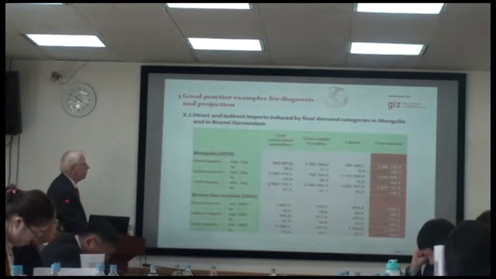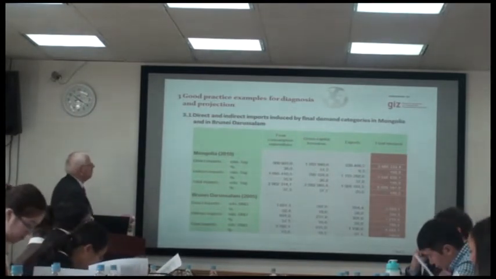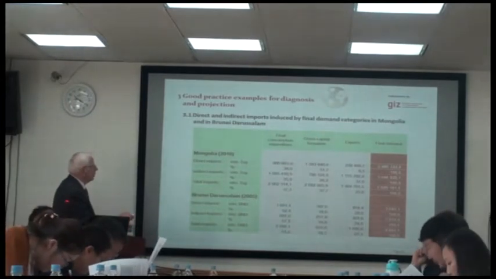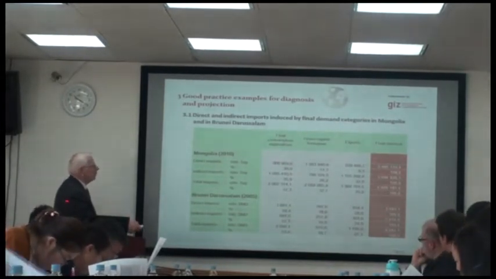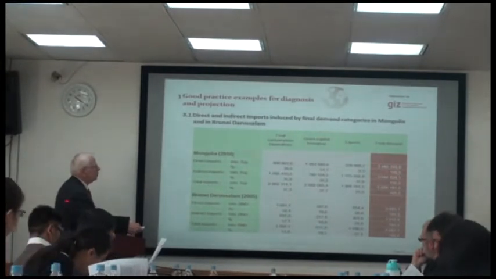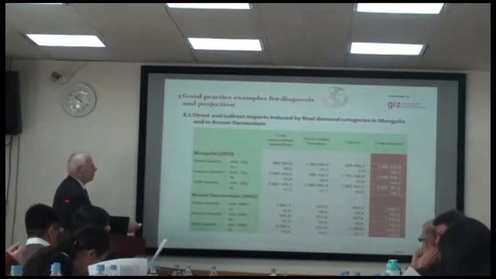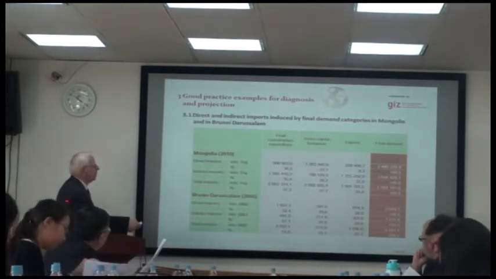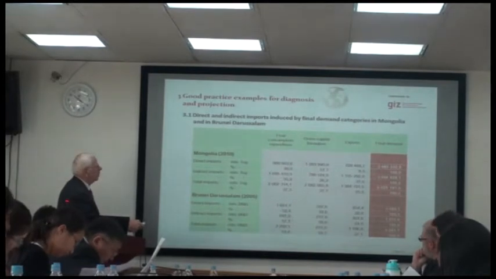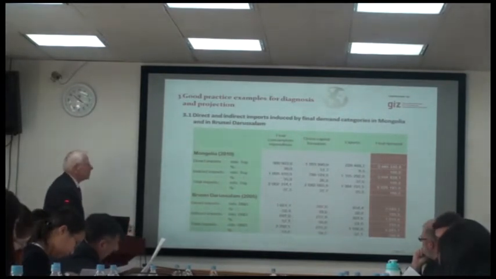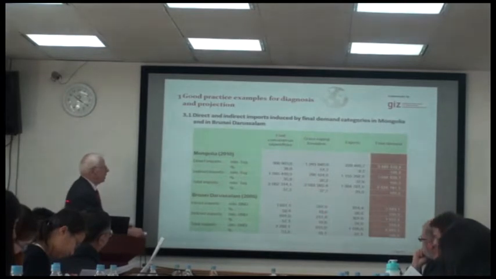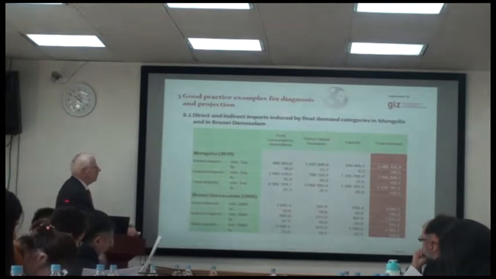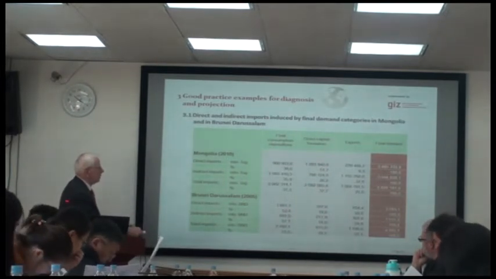What I have shown it to you because I want to pinpoint the different percentage distribution. You see the direct imports in Mongolia, if we set them 100%, direct imports are mainly used for capital formation. Secondly, then for final consumption expenditure, 39%. If you look for Brunei Darussalam, you see it is quite the opposite. Only 90% of direct imports are needed for gross capital formation, but 52% for final consumption.